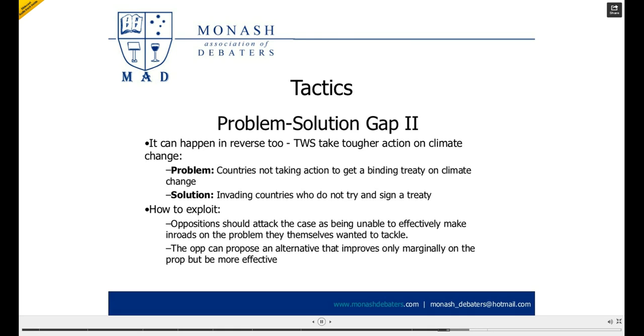So you can totally exploit that when you're on the opposition and you see this. You can point out that they haven't solved the problem, propose a solution that does do it, show why there are going to be so many more associated harms, and you've done it. From first negative, you most likely walk away with that debate. So that's a really good example of the way the problem solution gap thing plays out.